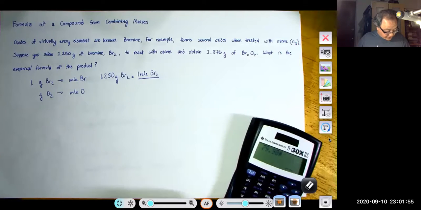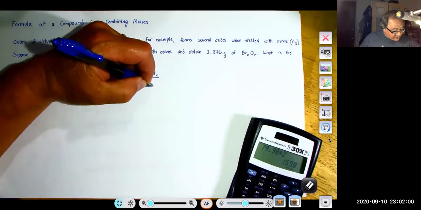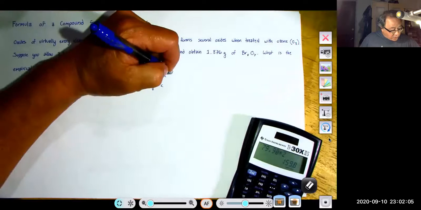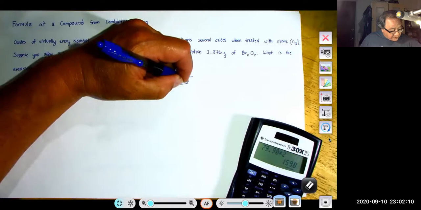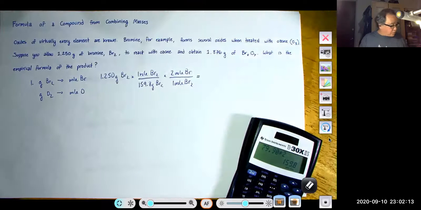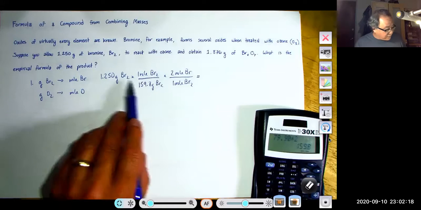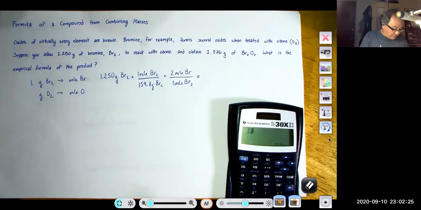79.90 times 2, which should be close to 160. 159.8 grams of Br2 times 2 mole of bromine per 1 mole of Br2. So roughly, I'm going to have 2.5 over 159, which is going to be a pretty small number, much smaller than 1. So let's figure this out. 1.25 times 2 divided by 159.8.